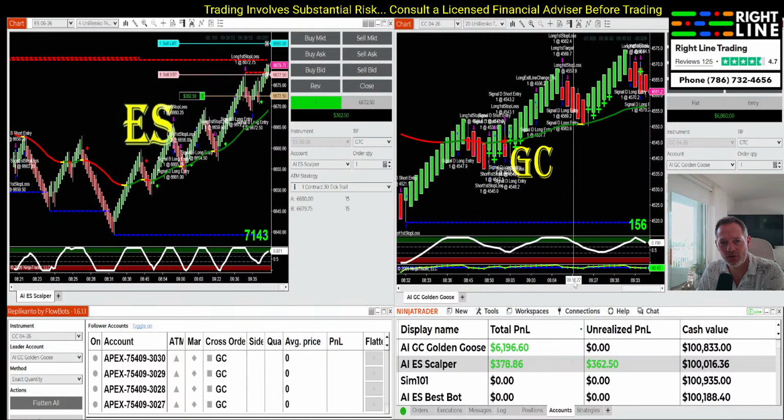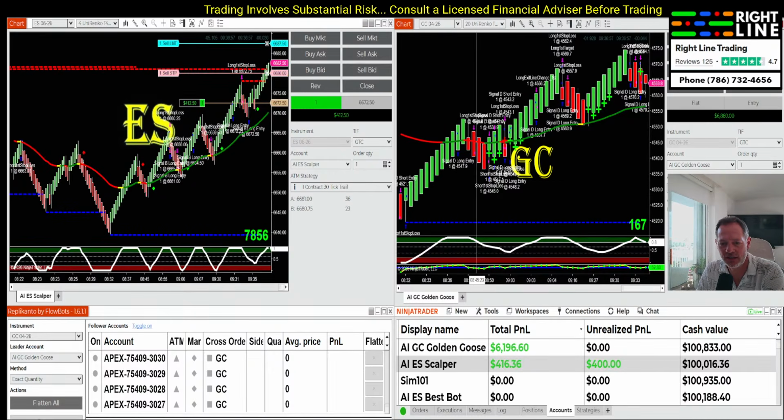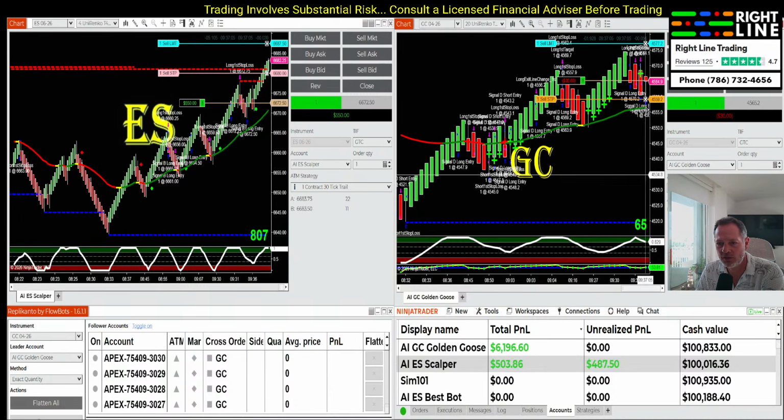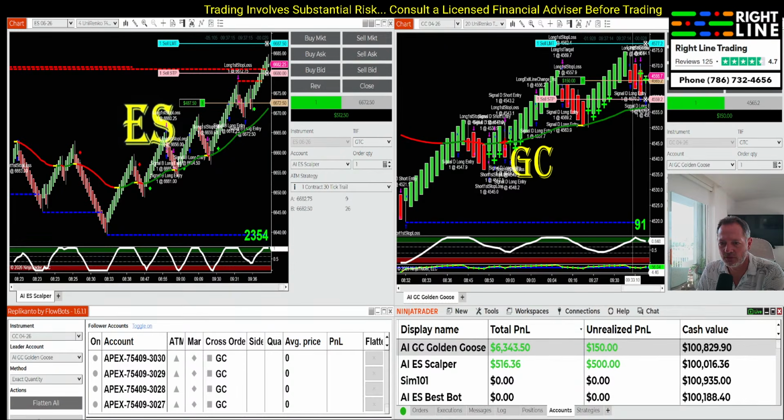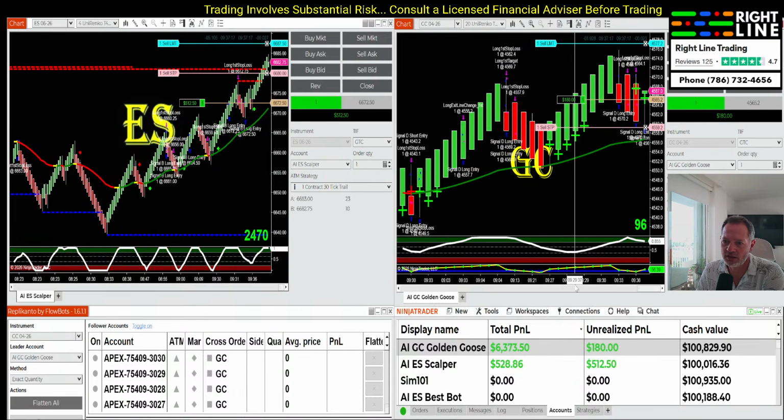I'm Mark Miller, owner of Right Line Trading. We develop software here for trading, trying to make some money on the markets today. We've got the ES scalper strategy over on the left and the Golden Goose strategy over on the right. The old Golden Goose has been running up the scoreboard overnight. It's up $6,000, no BS about it.